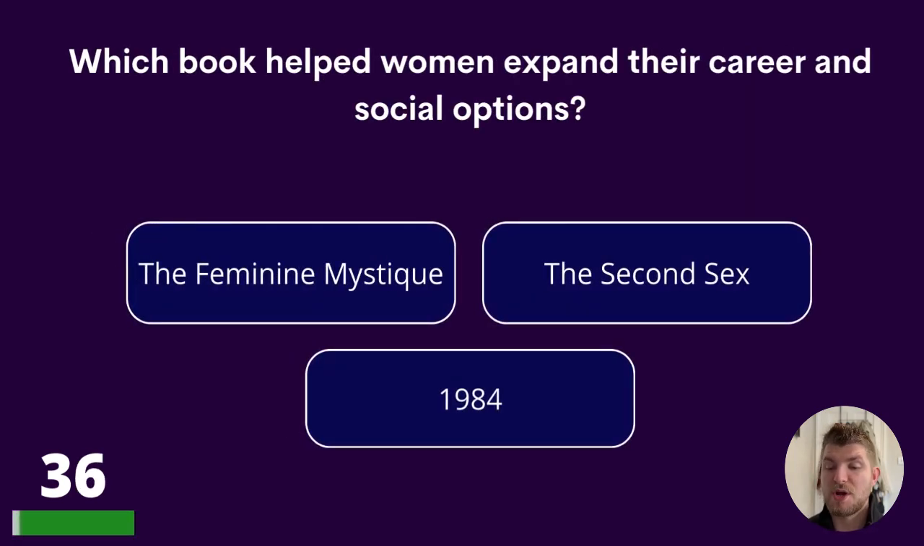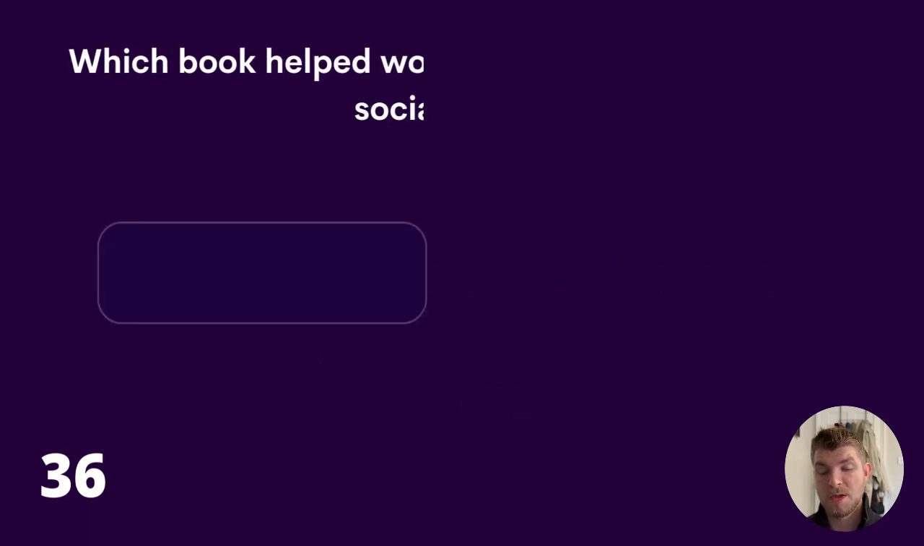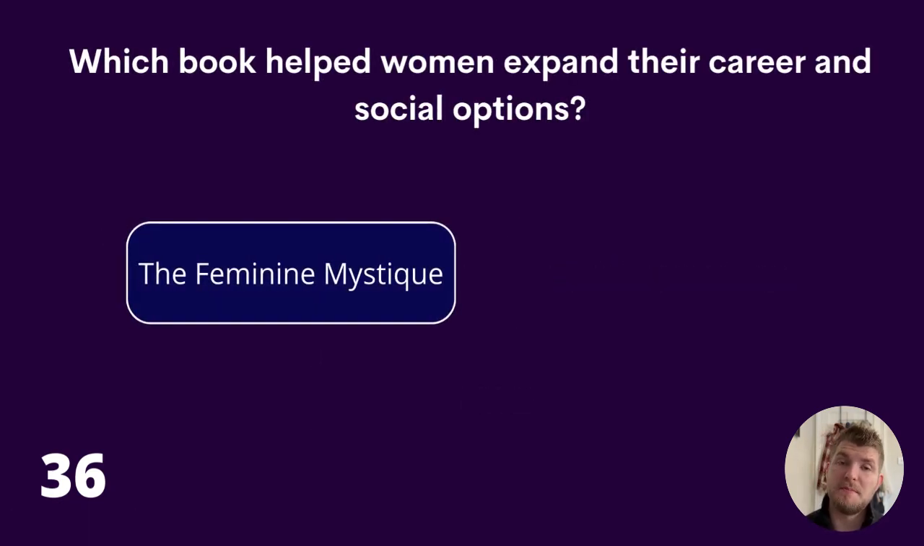36. Which book helped women expand their career and social options? The Feminine Mystique, The Second Sex, or 1984? The answer is The Feminine Mystique.